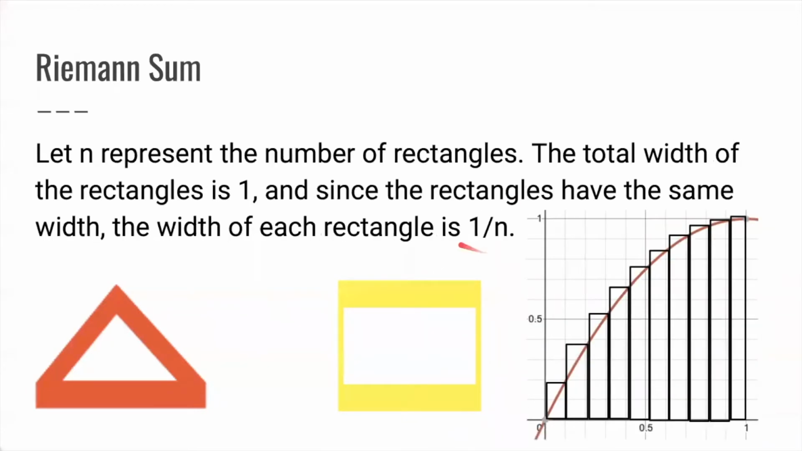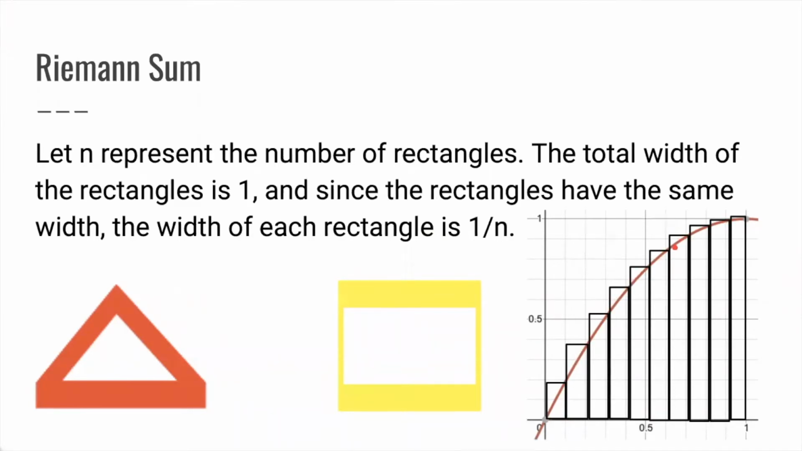All right, so let n represent the number of rectangles. The total width of the rectangles is 1 because you're evaluating on the interval 0 to 1. And since the rectangles have the same width, the width of each rectangle is 1 over n. Now we want to find the area of each of these rectangles and add them up.